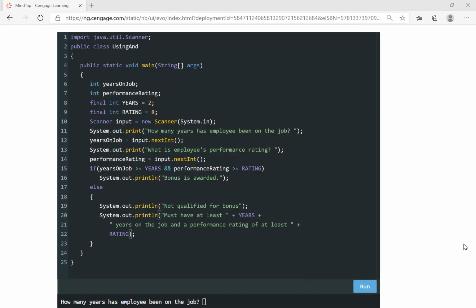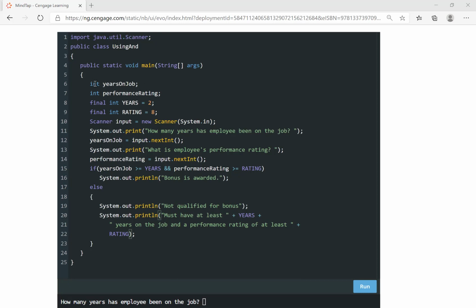First, let's do an example of using and. Don't forget that's the double ampersands. What we're going to ask the person in this program is how many years an employee has been on the job. A lot of times, companies do these; here we're going to give them some kind of bonus if they've been there so many years. So let's look through the code and see what's going on here.